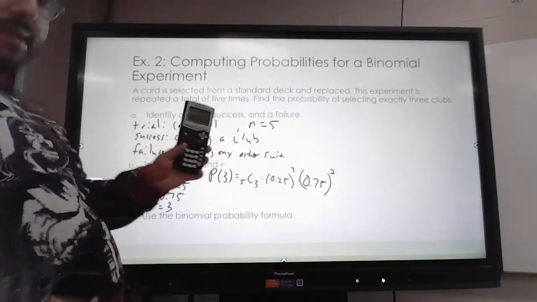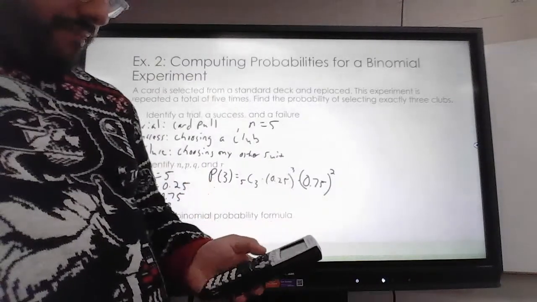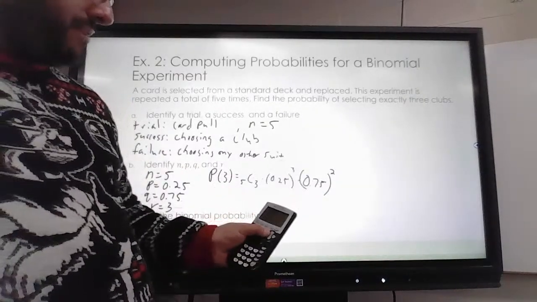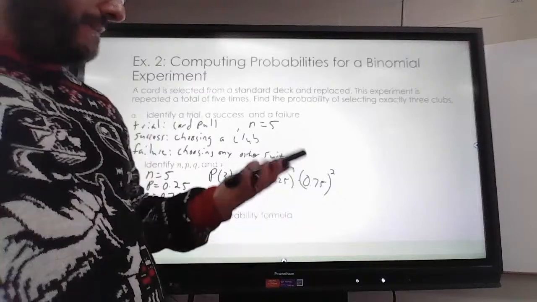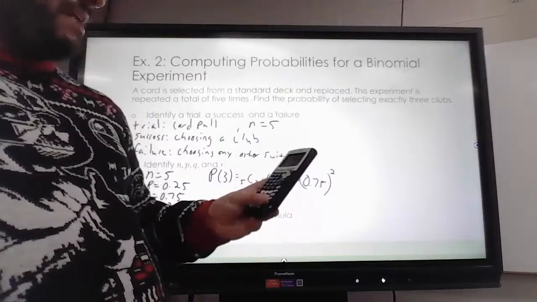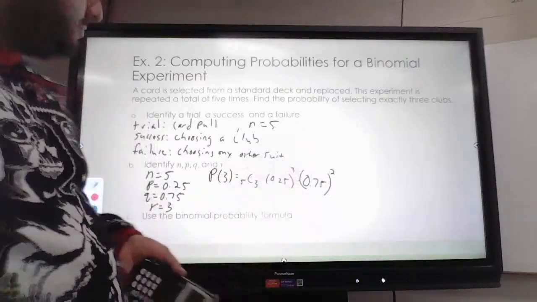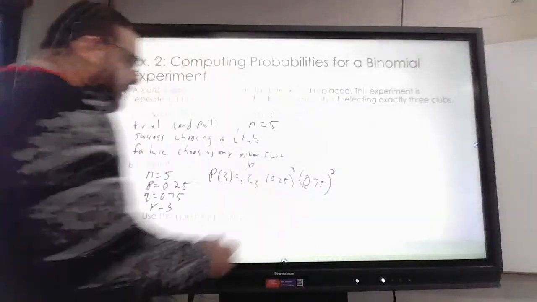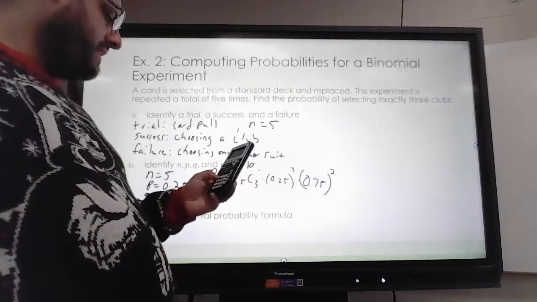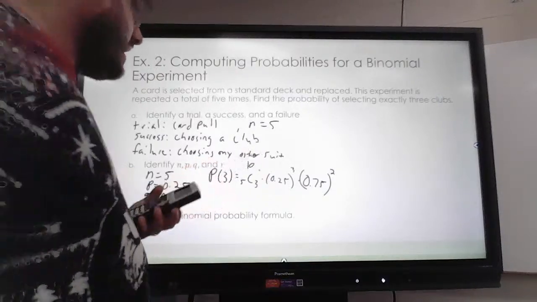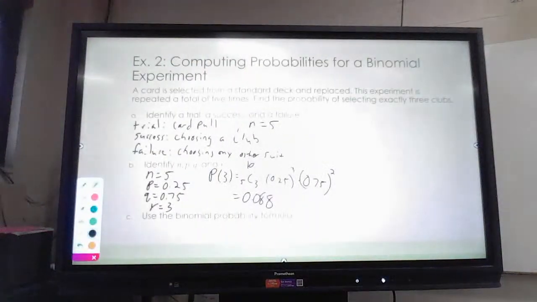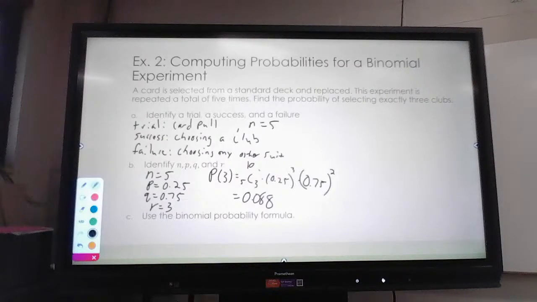So 5C3 in my calculator, here's a refresher. Start over. 5, press the math button, scroll all the way to the right for probability, and choose NCR. 3. Now I'm going to type that number in and just see what that is. It's 10. So that's going to take 10 times both of these. So 10 times 0.25 to the third times 0.75 squared. And I get a value of 0.088 as a probability of choosing exactly 3 clubs.